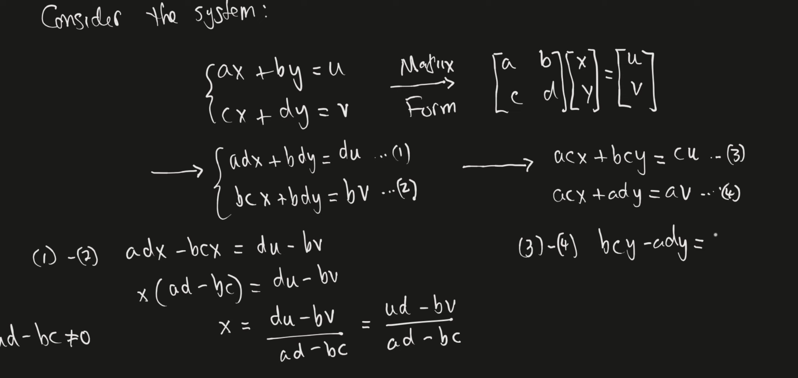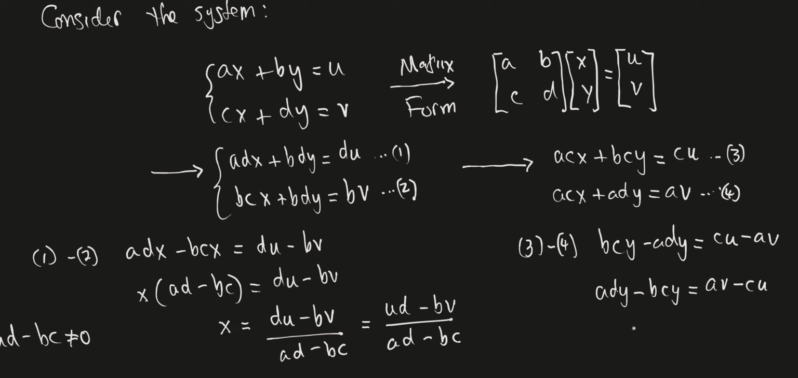So CU minus AV. Now, if I want this to come out similar to this, I would want this coefficient to be positive, and similarly, I would want this coefficient to be positive. So let's multiply this equation by -1. Then it becomes ADY minus BCY is equal to AV minus CU, right? So basically just changing the signs of all four terms.